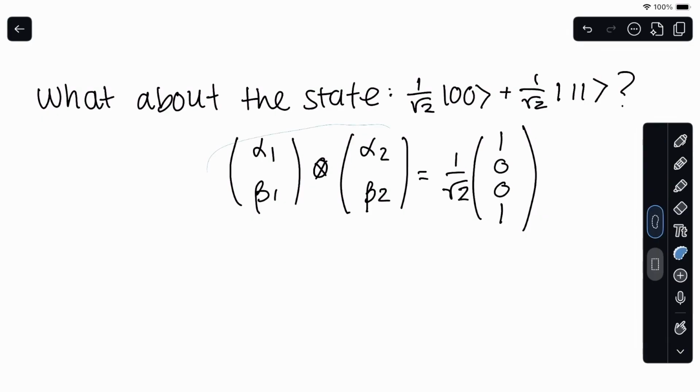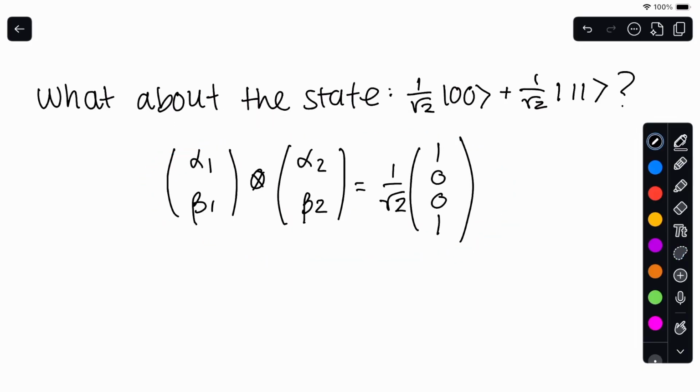So what does this tell us? This tells us that here, both alpha 1 and alpha 2 need to be non-zero. And this last element here tells us that both beta 1 and beta 2 need to be non-zero.